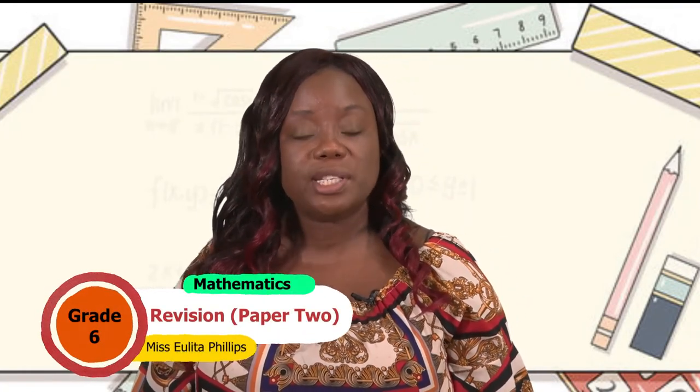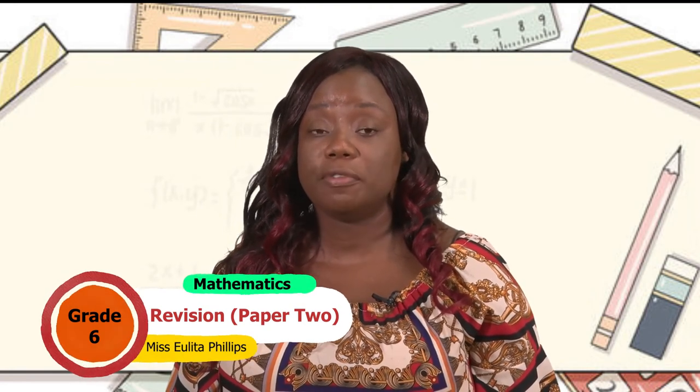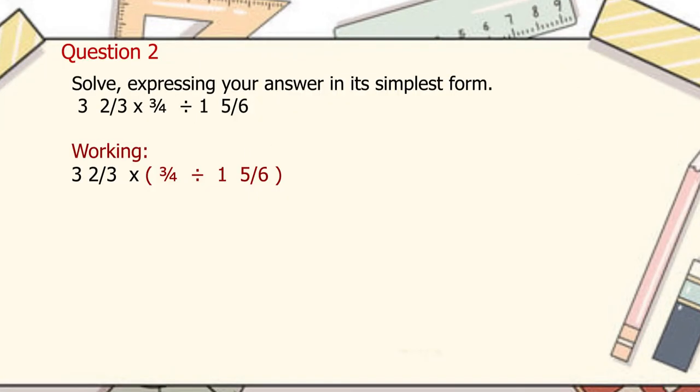So we have multiplication and division. Which comes first? Division. So we bracket off the part of the expression that says to divide. And that would be 3/4 divided by 1 5/6. Let's go to our next line. 3 2/3 multiplied by, and we start working in the brackets.